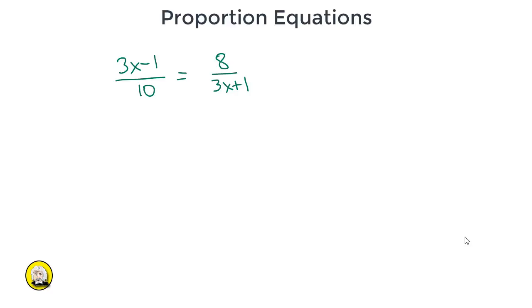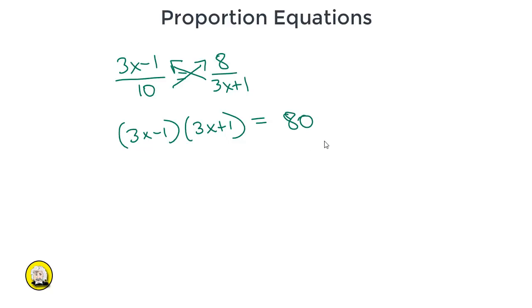Let's continue with another problem that has an added wrinkle to it. So (3x minus 1) divided by 10 equals 8 over (3x plus 1). So this looks a little different, but it's really still of the same form of a proportion equation. So I'm going to start by cross multiplying. In this case, the quantity 3x minus 1 will be multiplied by 3x plus 1, and that in turn equals 10 times 8, or 80.